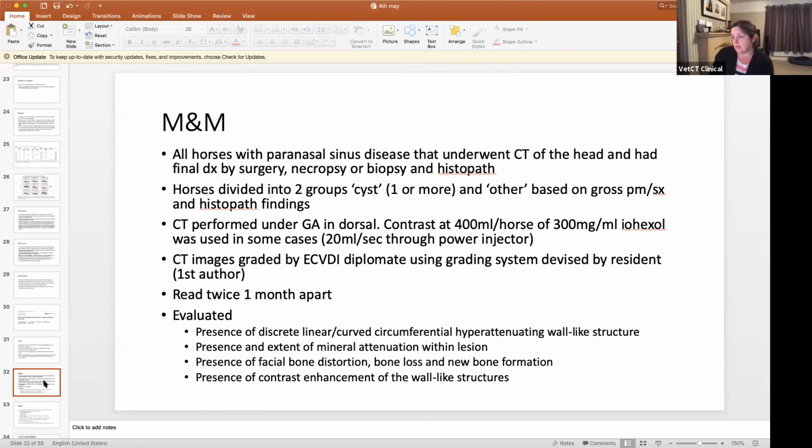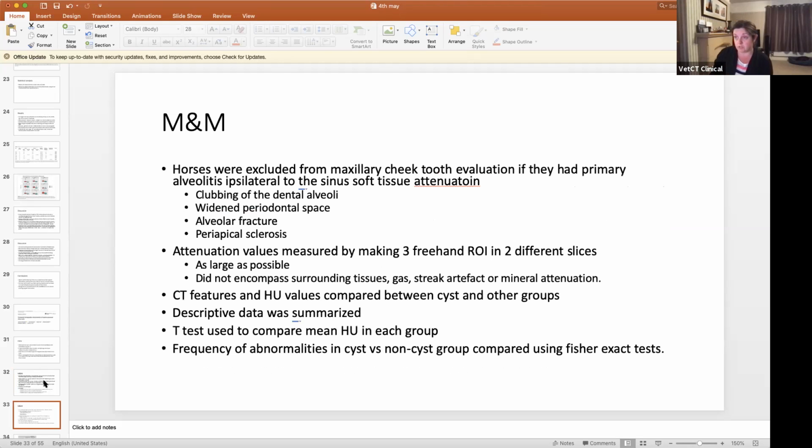So the resident devised a grading system, and then the diplomate went through and graded all of the cases. They read them twice a month apart, and they evaluated the cases for the presence of a discrete linear or curved circumferential hyperattenuating wall-like structure, presence and extent of mineral attenuation within the lesion, presence of facial bone distortion, bone loss or new bone formation, and presence of contrast enhancement of the wall-like structures.